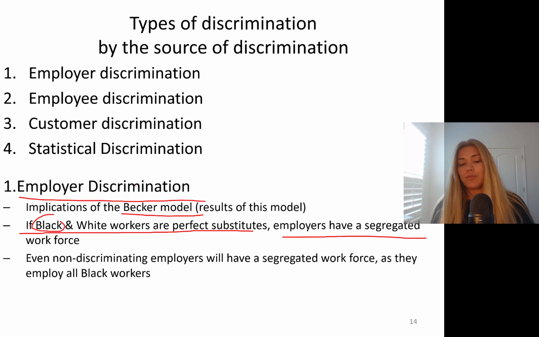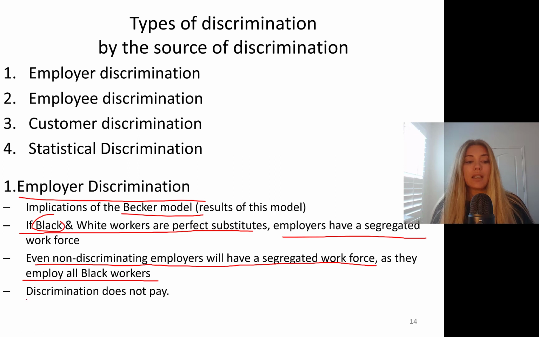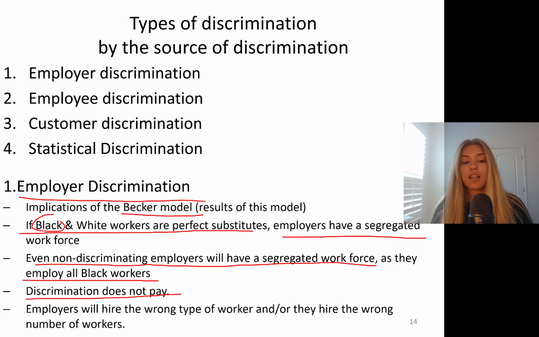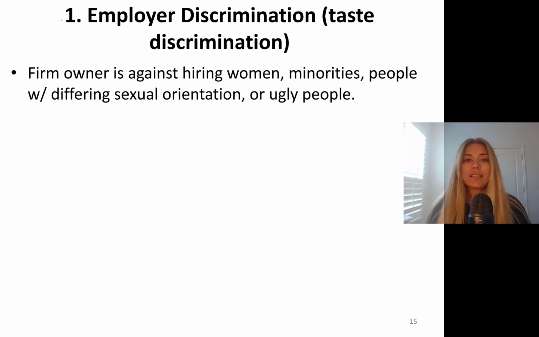As a result of this model, we'll see even non-discriminating employers will have a segregated workforce, as they may employ all black workers. At the end, we'll learn that discrimination does not pay, and employers will hire the wrong type of workers and the wrong number of workers if they're discriminatory. So at the end of the day, discrimination does not pay. Even if we're not thinking about the right reasons, we are just focusing on profits, it's still wrong. Okay, so let's get started.